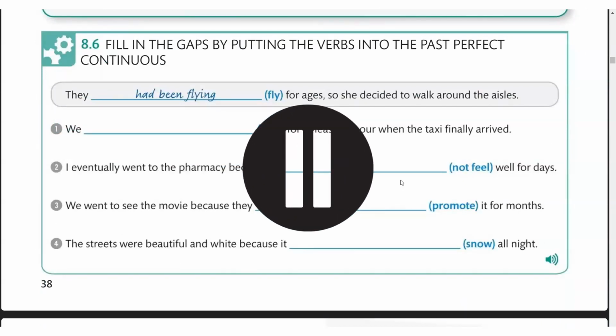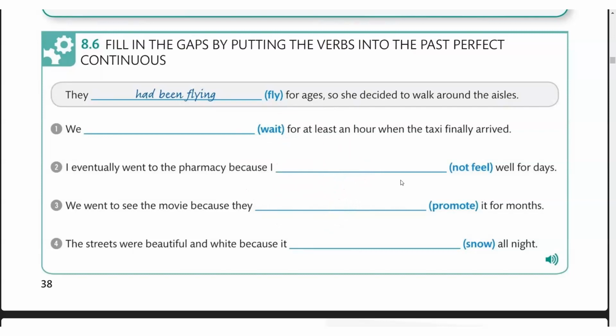Let's look at our example. They had been flying for ages, so she decided to walk around the aisles. Let's try our first one, number one. We had been, because that's what we have to always use when we're doing this past perfect continuous. We have had, but we need the been. And then the ing, waiting for at least an hour when the taxi finally arrived.